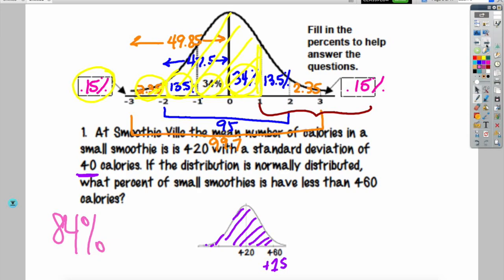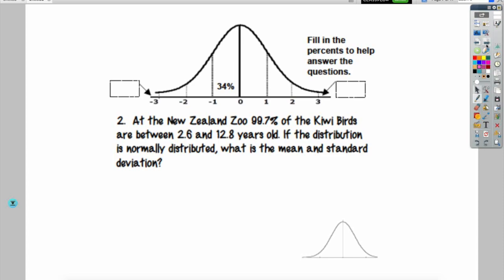Let's look at the next one. Okay? I just added this in here for the visual aspect of it. At a New Zealand zoo, 99.7% of the kiwi birds are between 2.6 and 12.8 years old. So that 99.7% should trigger what it represents: 3 standard deviations. So it's basically saying that 99.7% of the kiwi birds lie between 2.6 and 12.8. So that means that this value is 2.6 and this value is 12.8. That's what that represents. Okay?